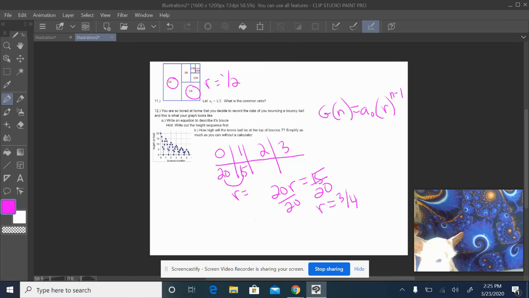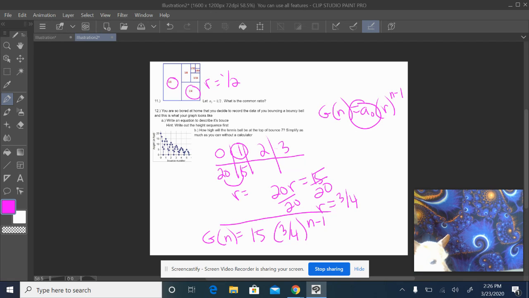And then I'm going to use my formula. So this is my first term. So my first term is 15, okay, times my common ratio, and then n minus 1. So when you have a geometric sequence, you don't actually start at 0. You always start at the first term because a sequence is really just a list of numbers, and a list starts at 1.